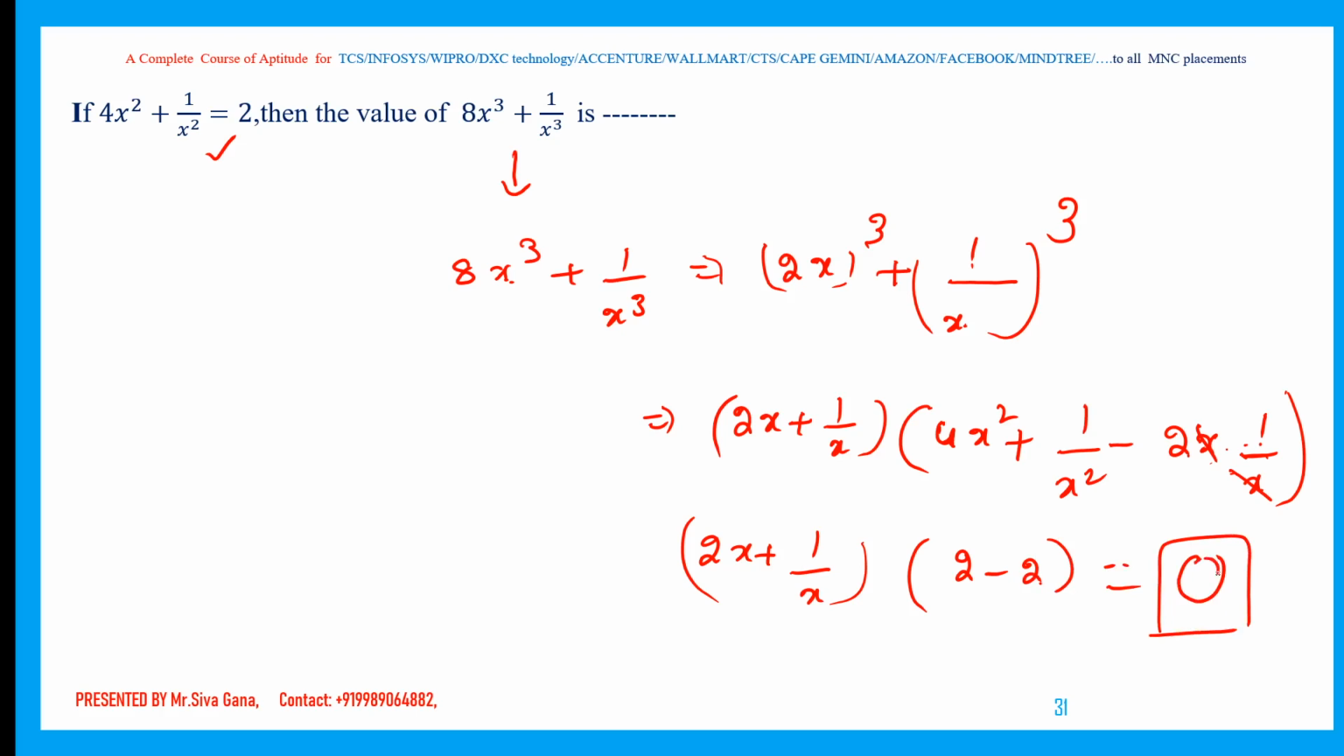Definitely, in every placement of TCS, there is a definite question on a cube plus b cube, or a plus b whole cube, or a plus b plus c whole square. I already explained a few questions on these identities in part 1.